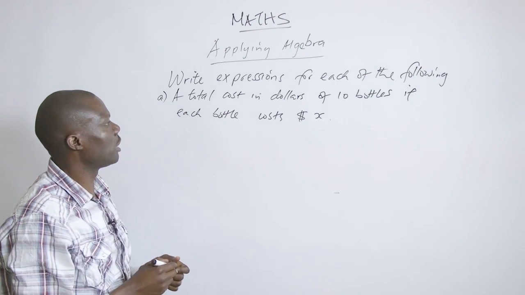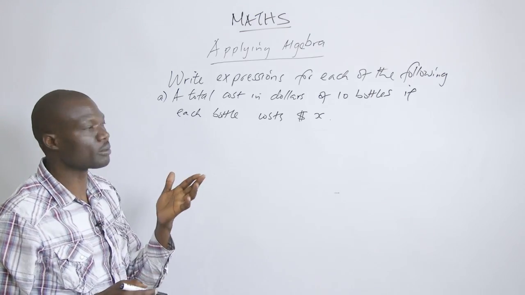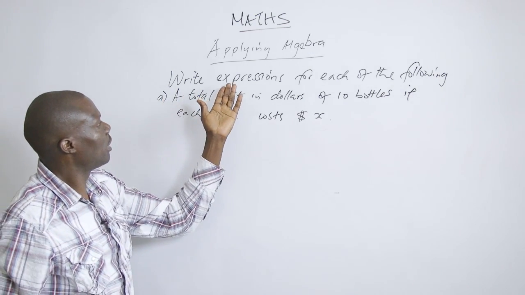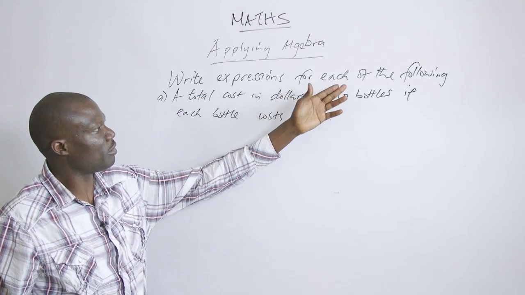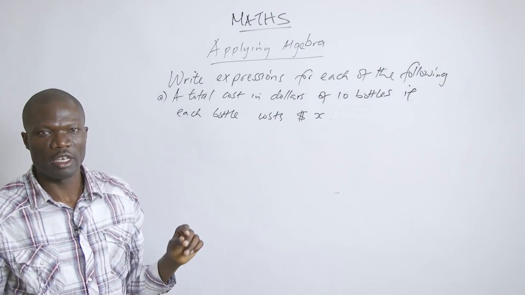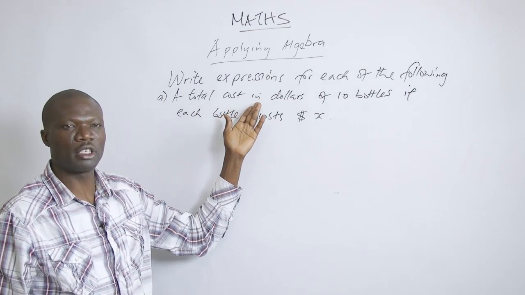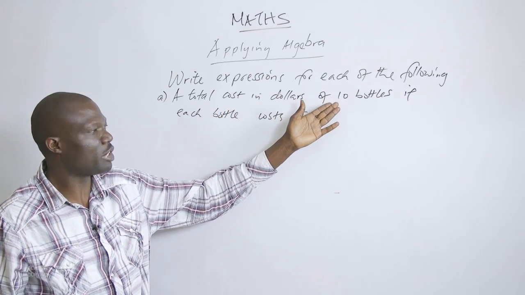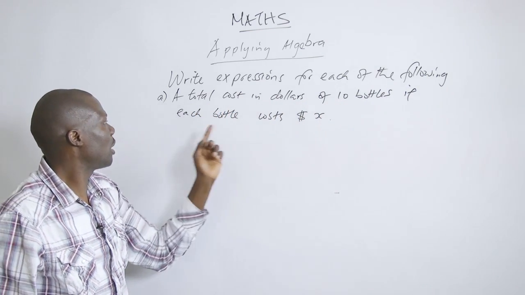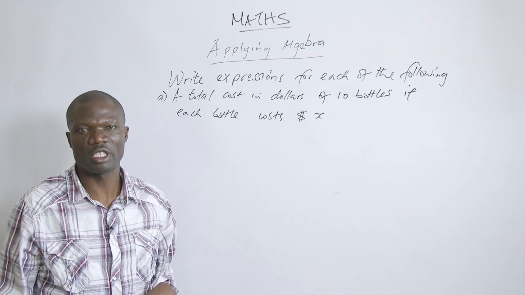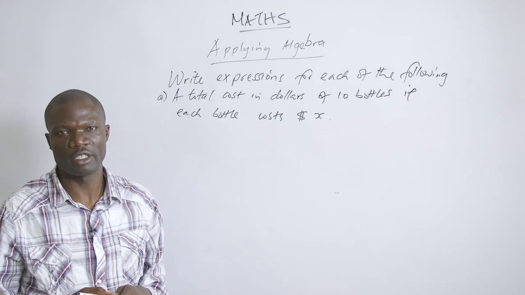So we shall look at each step by step. Write expressions for each of the following. The first problem description is a total cost in dollars of 10 bottles if each bottle costs X dollars.